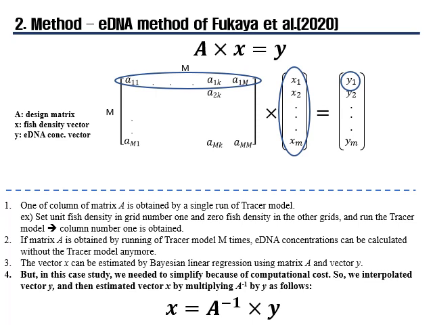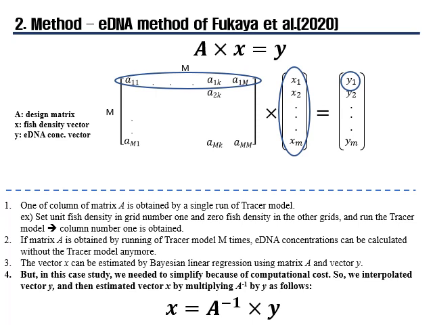For example, set unit fish density in grid number 1 and 0 fish density in the other grids, and run the tracer model, and we get column number 1. Second, once matrix A is obtained by running the tracer model m times, the eDNA concentration can be calculated without the tracer model anymore.